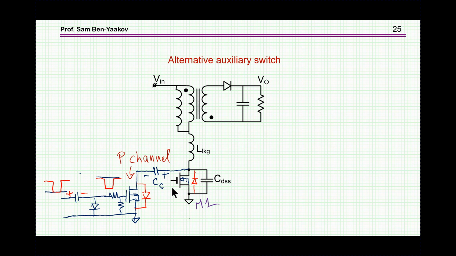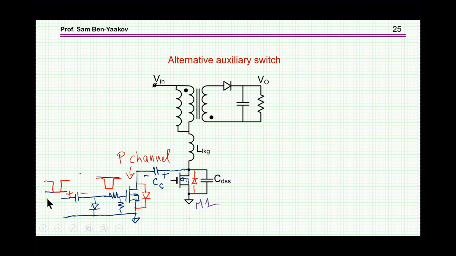Before going on to more practical circuits, let me just point out that there is another way to add the auxiliary switch, which I'm showing here. This will be a P channel. This will be the source. This will be the drain. Therefore, the diode goes this way. Here's the capacitor. This is the clamp capacitor. So the current goes here, charging this capacitor through this diode. And then we can turn on the transistor and the current will go the other way. It's exactly the same thing. The only thing is that being a P channel, it needs a negative gate voltage.